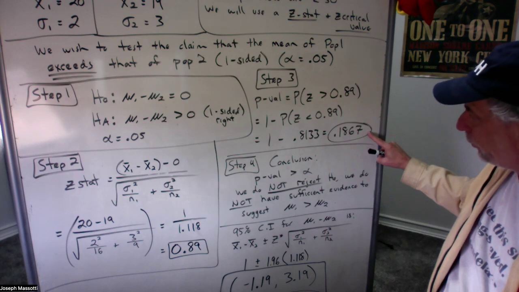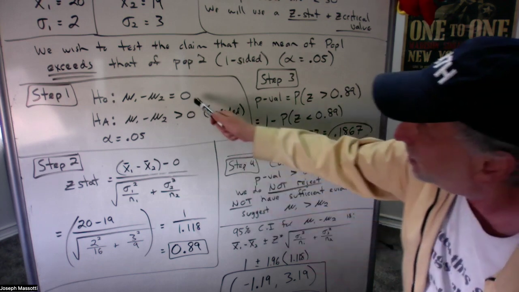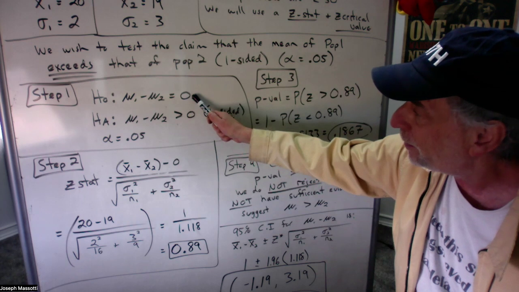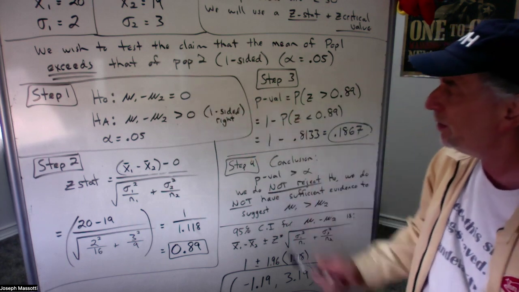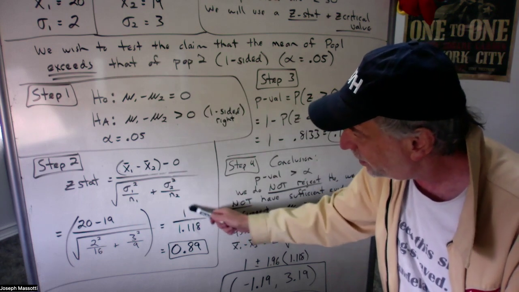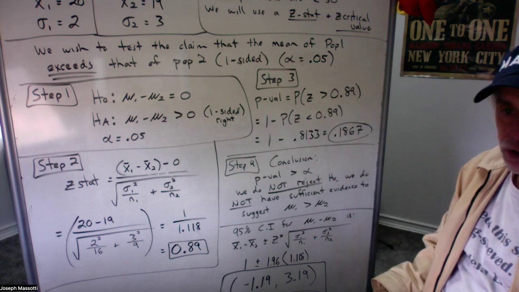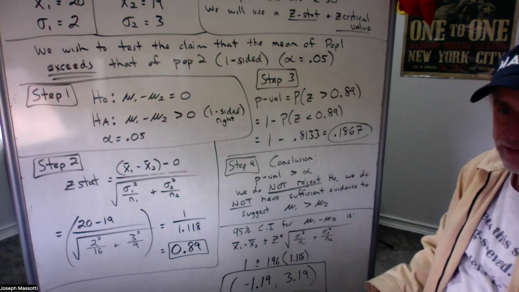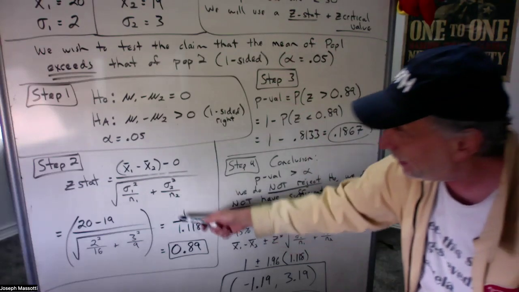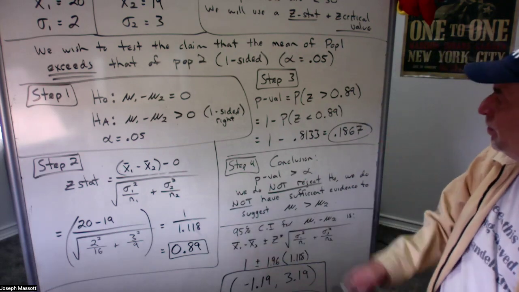0.1867. Now, that's a pretty large p-value. Again, remember what that says. If the actual difference between the population means is 0, we would get a difference this far away from 0 almost 19% of the time. So it's not that surprising. Almost 1 out of 5 times when this is true, we are going to take samples of these sizes and get a difference this large and a z statistic of that number.